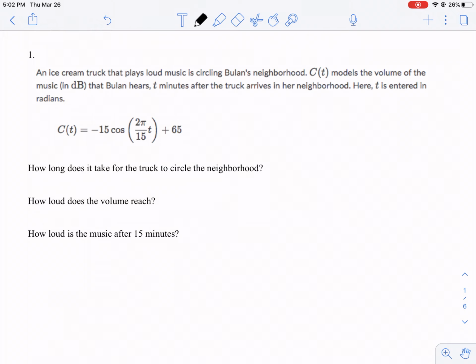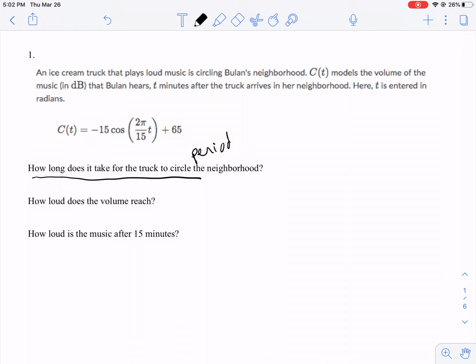An ice cream truck that plays loud music is circling Boulan's neighborhood. C of T models the volume of music in decibels that Boulan hears T minutes after the truck arrives in her neighborhood. Here T is entered in radians. How long does it take for the truck to circle the neighborhood? So how long does it take to circle is the period.